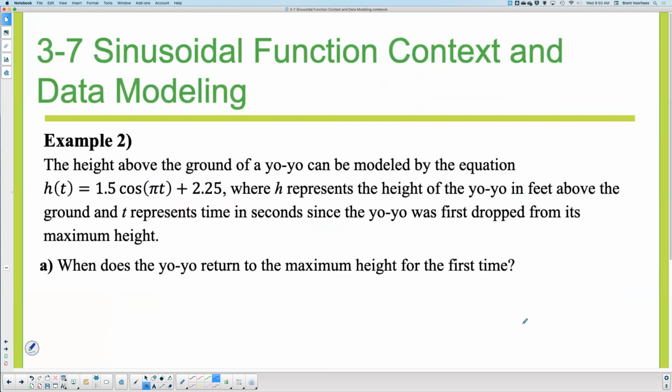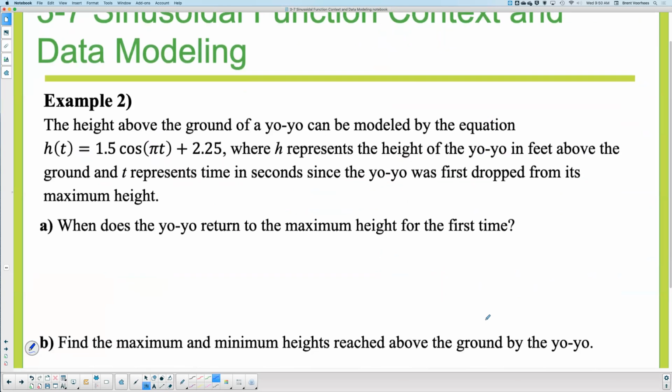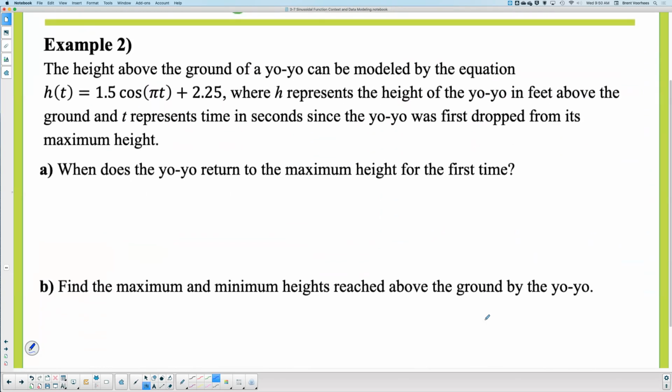All right. Let's look at example 2. The height above the ground of a yo-yo can be modeled by the equation h given there, where h represents the height of the yo-yo in feet above the ground, and t represents the time in seconds since the yo-yo was first dropped from its maximum height. Okay, one more time. If it drops from its maximum height, which function makes more sense to choose? Cosine. Why cosine? Because it starts from its max. Cosine starts at its maximum. Or if you want to have a vertical reflection, you can start it from its minimum.